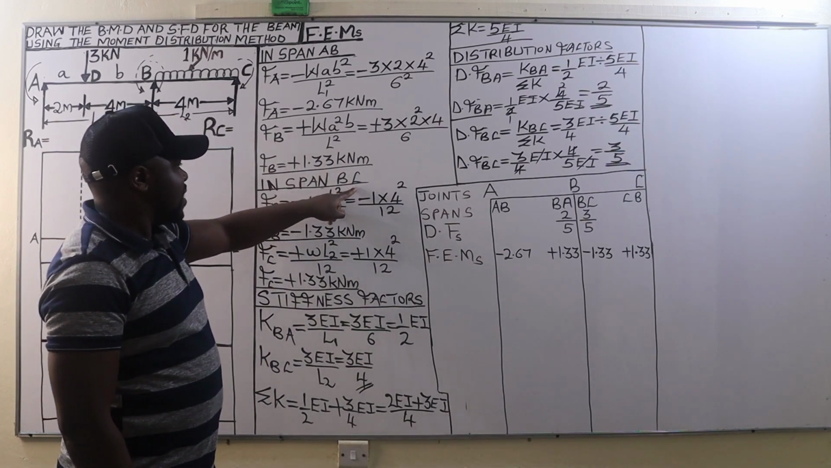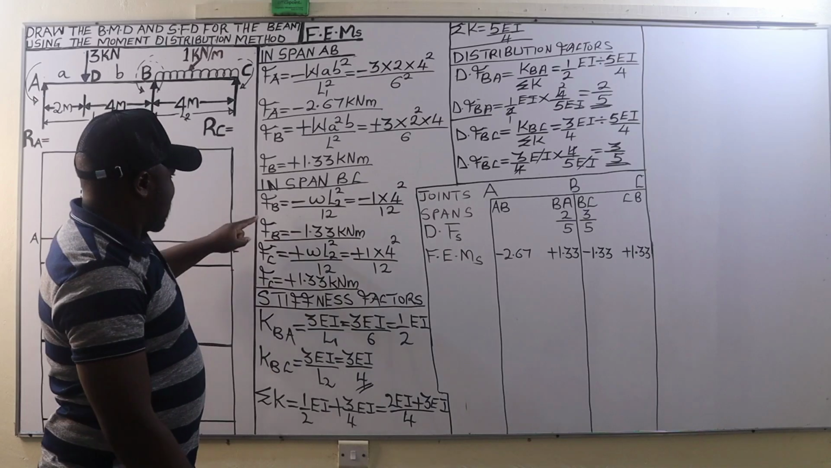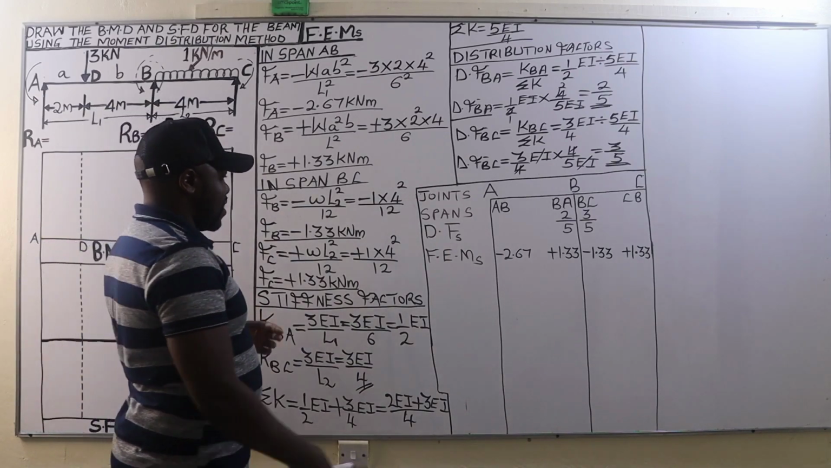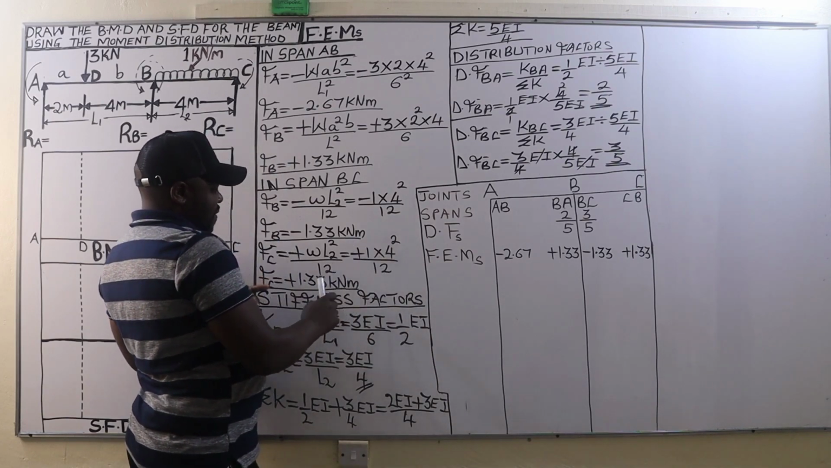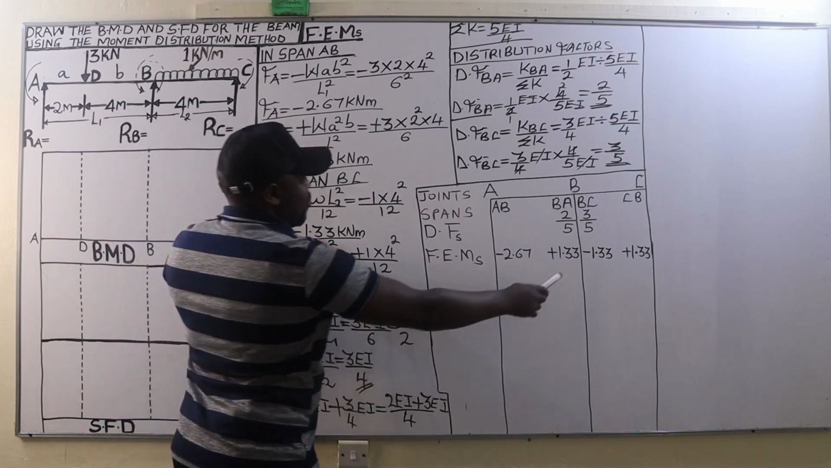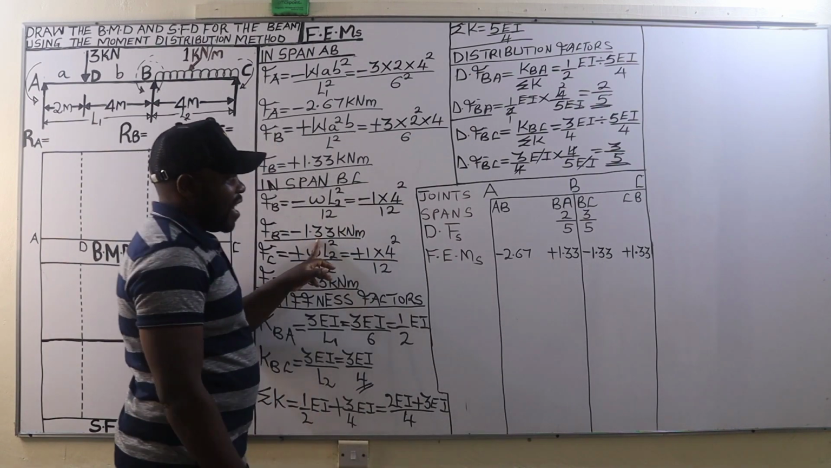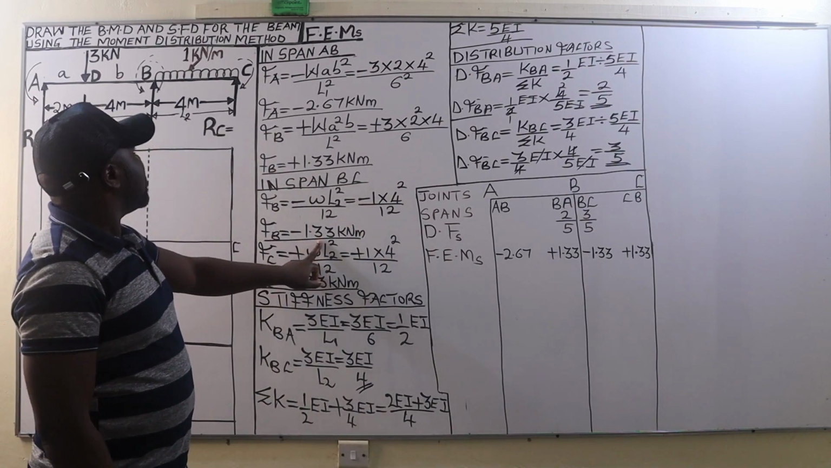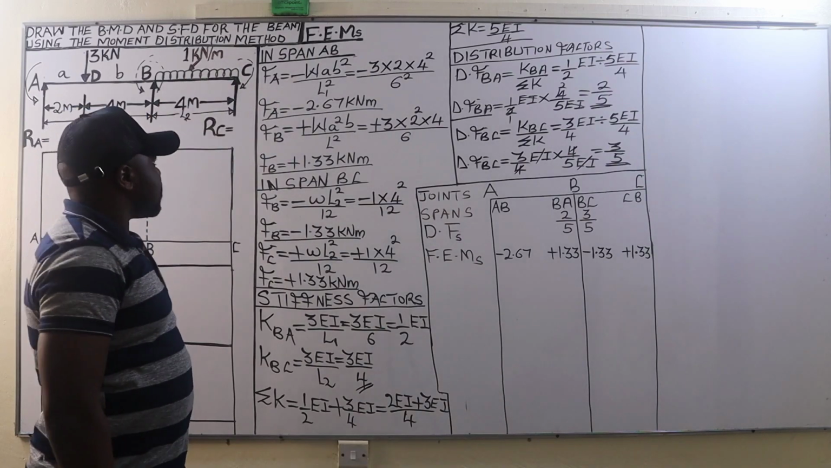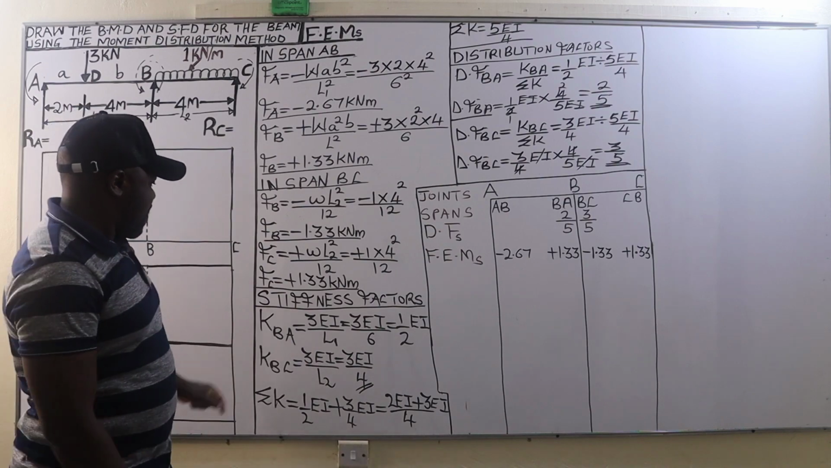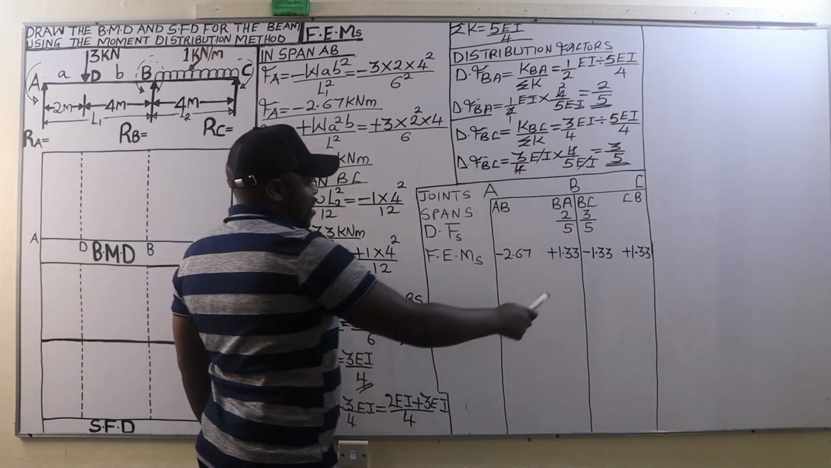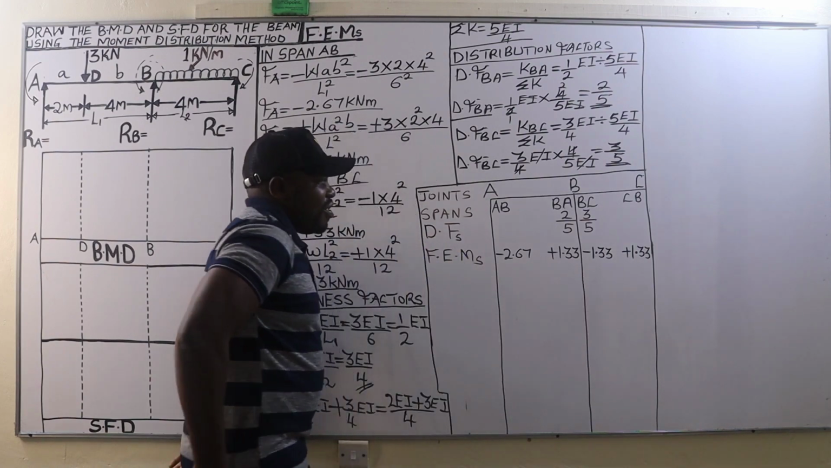Then in the span BC, the fixed end moment at B is an anti-clockwise moment of negative 1.33 kilonewton meters, which I have written there. And then on the joint C, we are going to have a clockwise fixed end moment of positive 1.33 kilonewton meters, which is at that point.